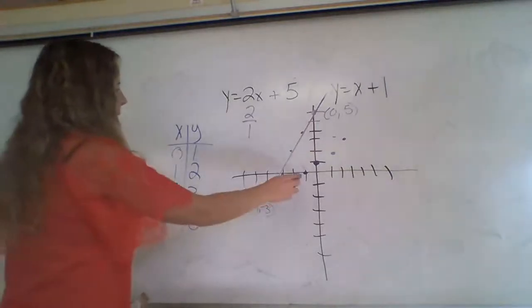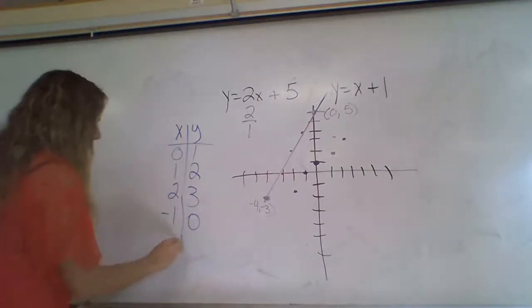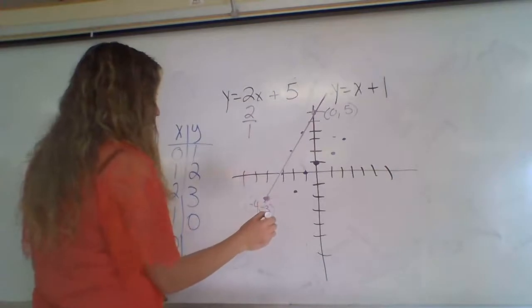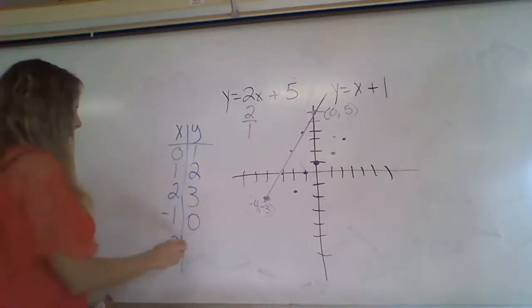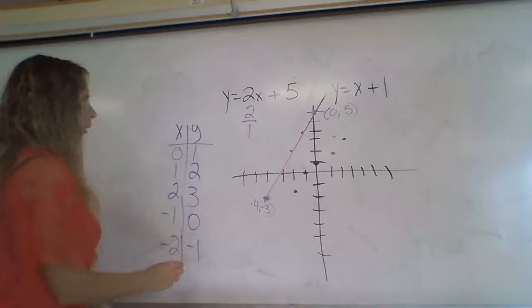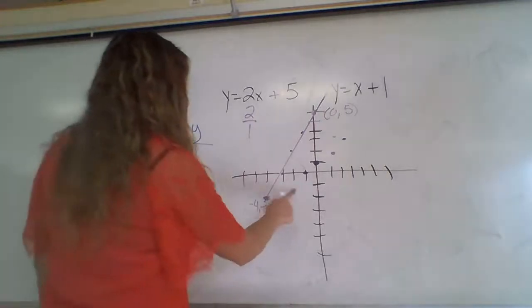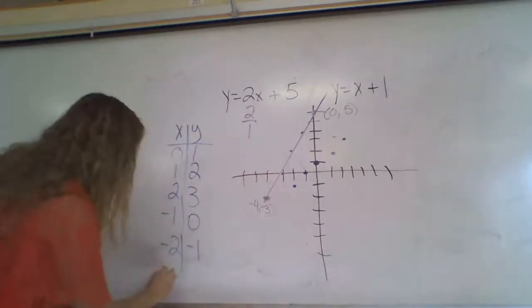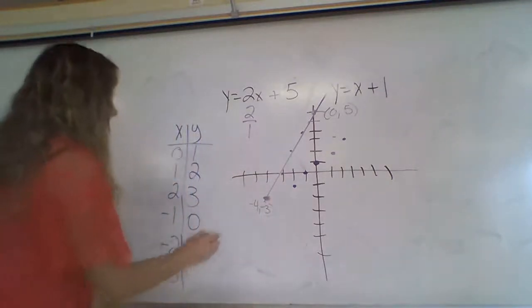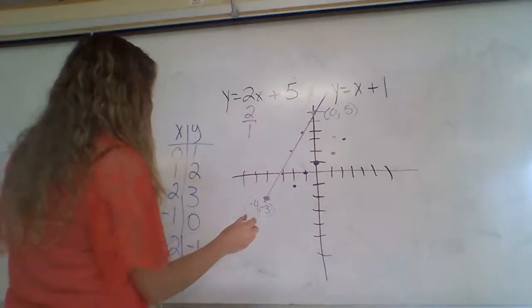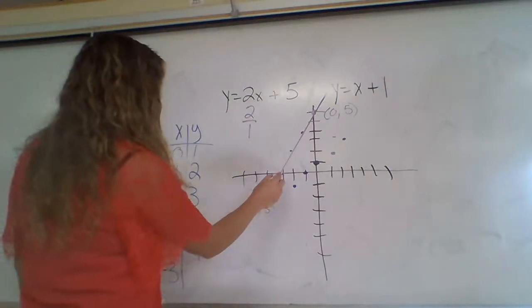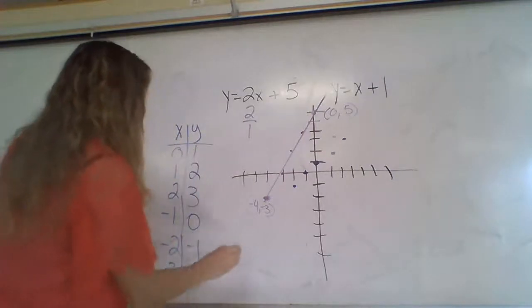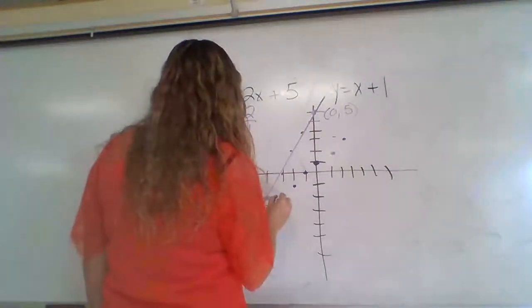Oh, no, I do have that. Okay, -1 is 0. And if x is -2, then y would be -1, so I should be right there, -2, -1. If x is -3, then -3 plus 1 is -2. -3, -2. There we go.